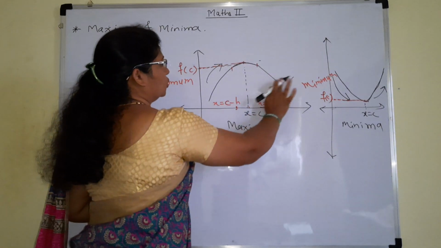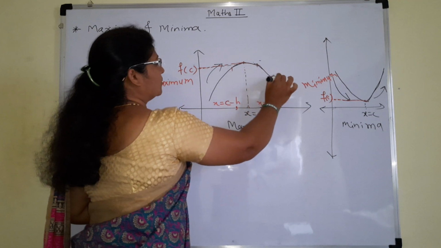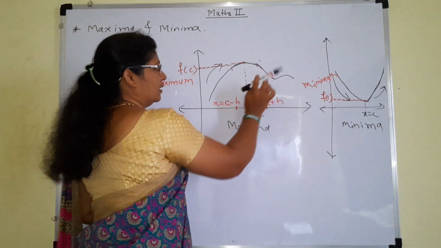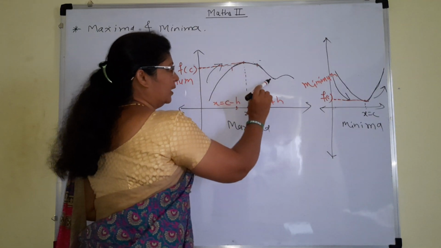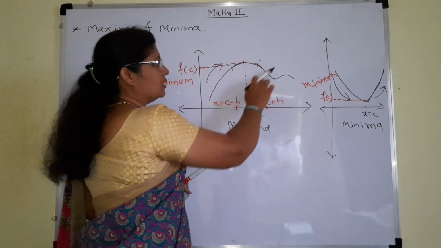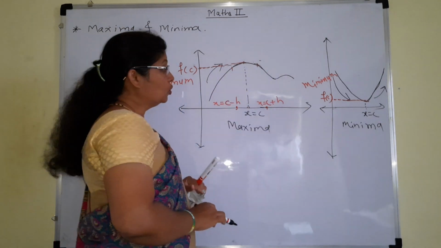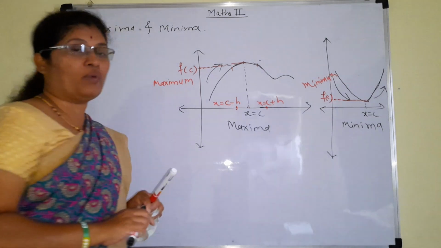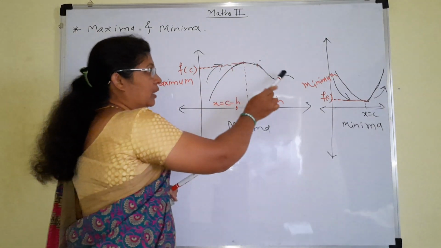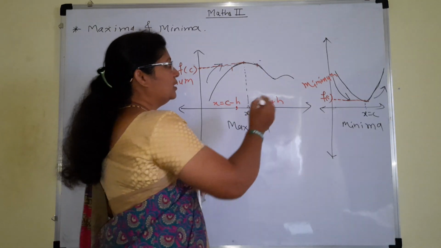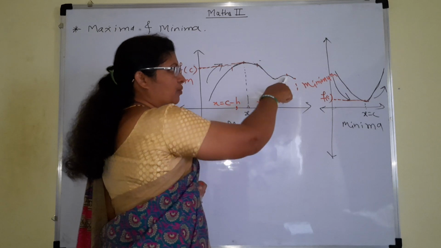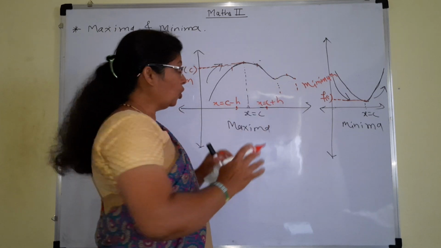Okay. So if the graph is like this, suppose like this, then what will happen? Here you can see that the value is increasing, again decreasing, and again increasing. So I have to find the maximum value. This value is maximum. Here also, if I consider this interval, again I will get the maximum value for this interval.